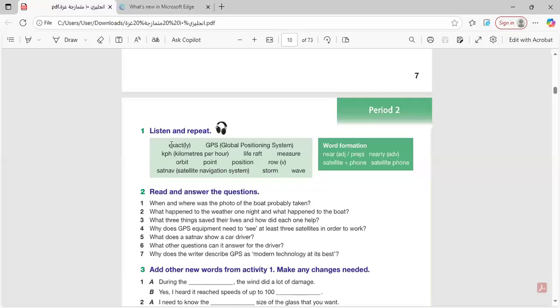Near means near. He is close to me, okay? Near, adjective or preposition. Nearly, adverb. Satellite plus phone means satellite phone. We can use a satellite phone, it's another way of communication also. Read and answer the question. When and where was the photo of the boat probably taken?